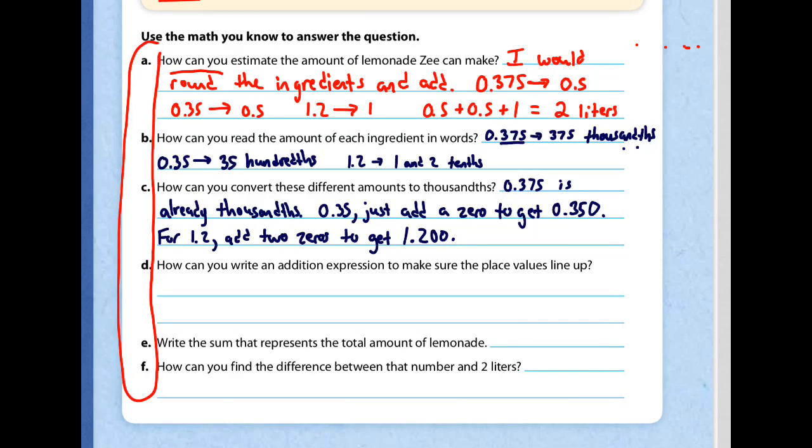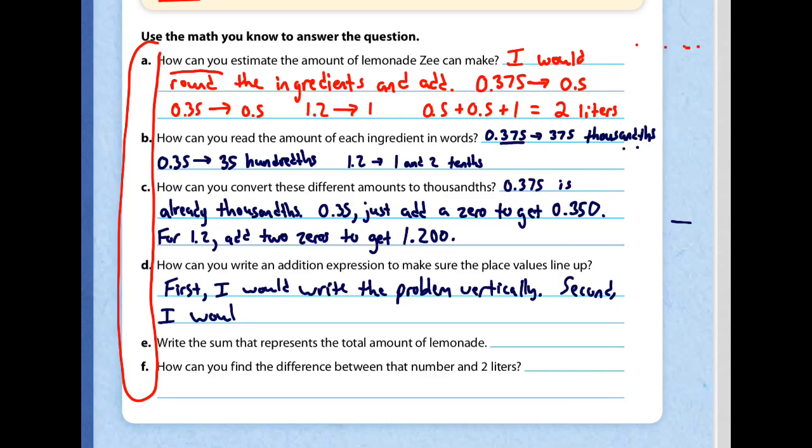So how can I write an addition expression so my place values line up? First, I would write the problem vertically. Second, I would make sure my decimals were lined up. If you do that, then you'll get the right answer.